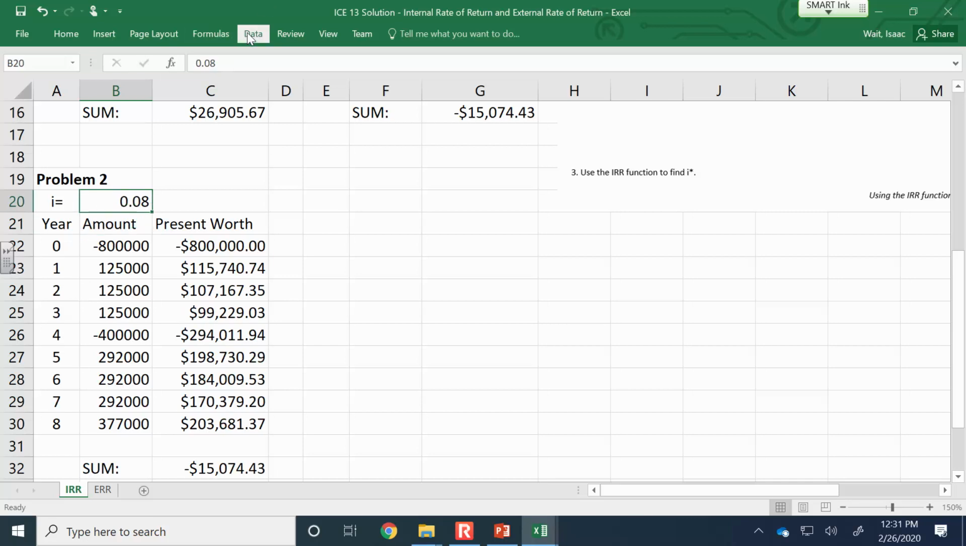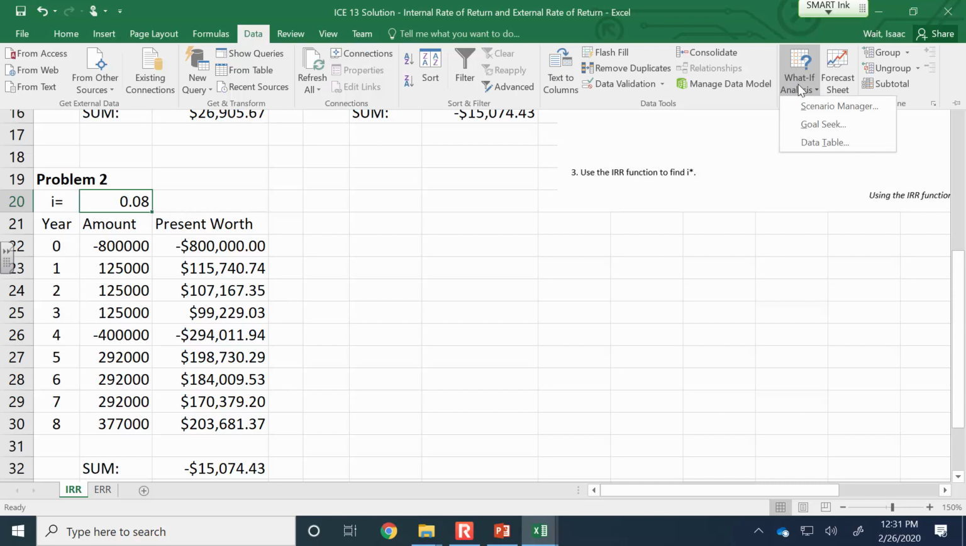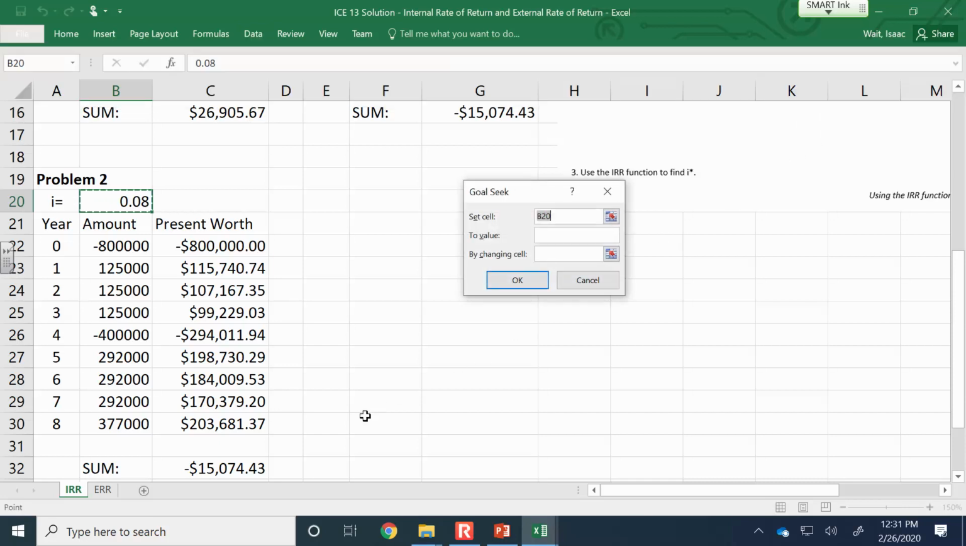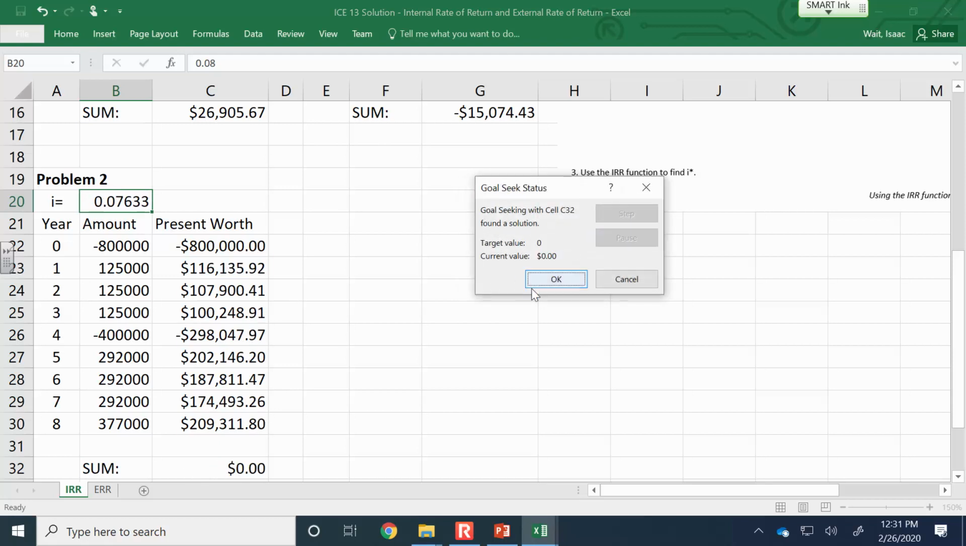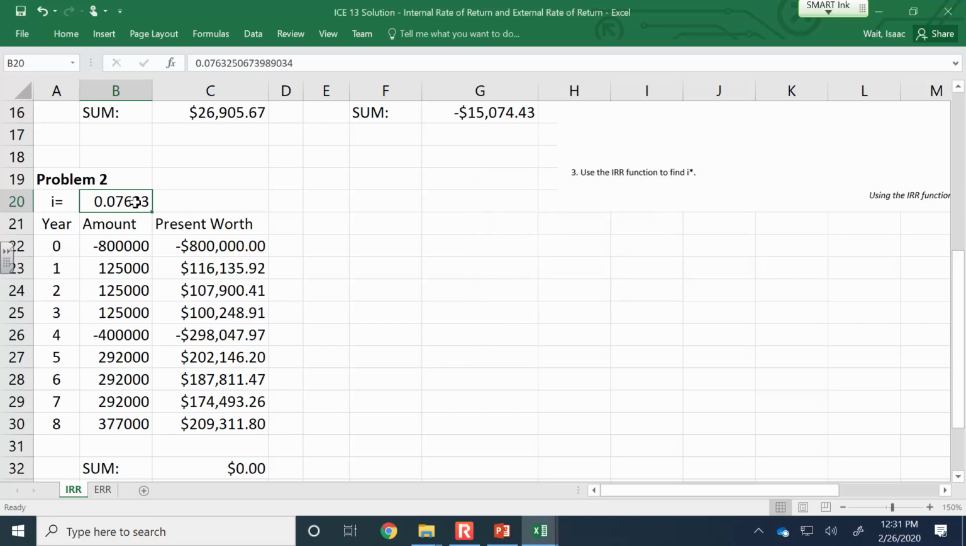And so here in the data tab, we can find what if analysis, then goal seek. And our goal is for the sum to be equal to a value of 0 by changing I. So that's just the cell where I've got the interest rate guess. And then it goes through some estimates. It finds convergence, meaning that the sum is equal to 0. And so 7.633%. So that's the interest rate that brings equilibrium, balance between the inflows and the outflows.